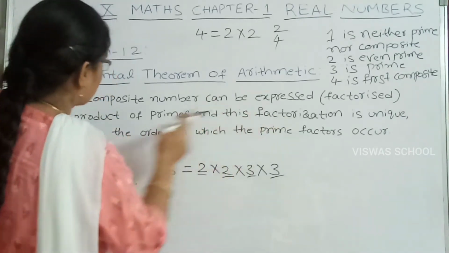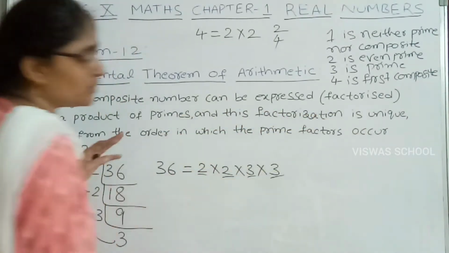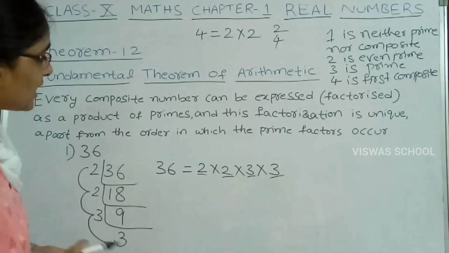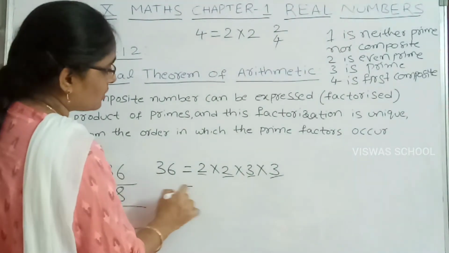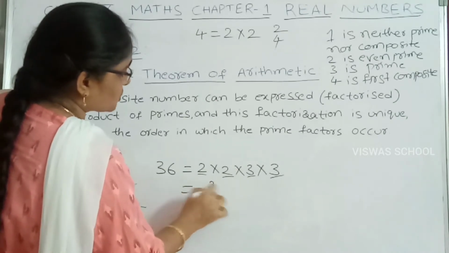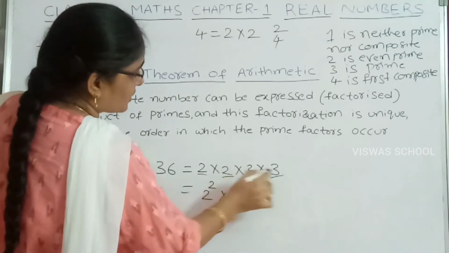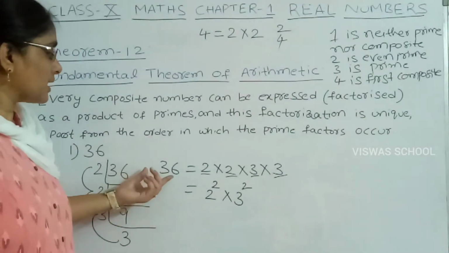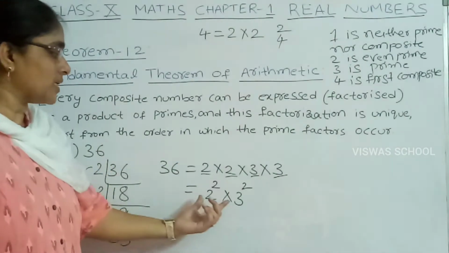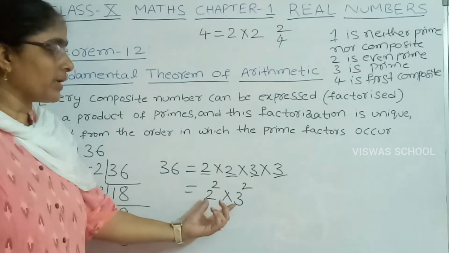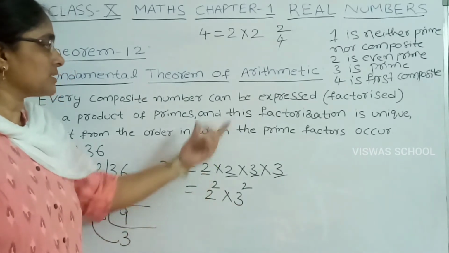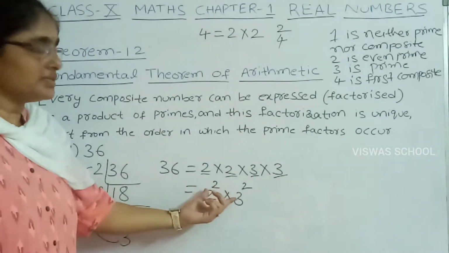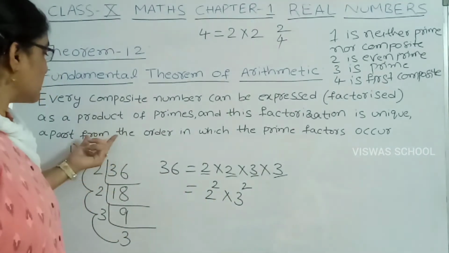And this factorization is unique. Unique means what here? This 36 is always expressed as 2 into 2, that is 2 square, and 3 into 3, that is 3 square. This 36 is always expressed as 2 square into 3 square. That's why we say this factorization is unique. This never changes.